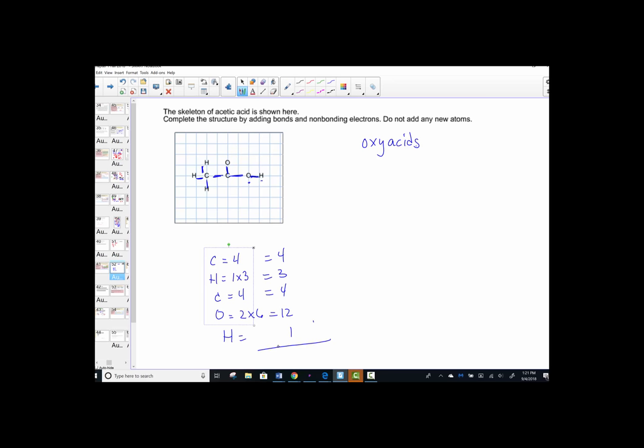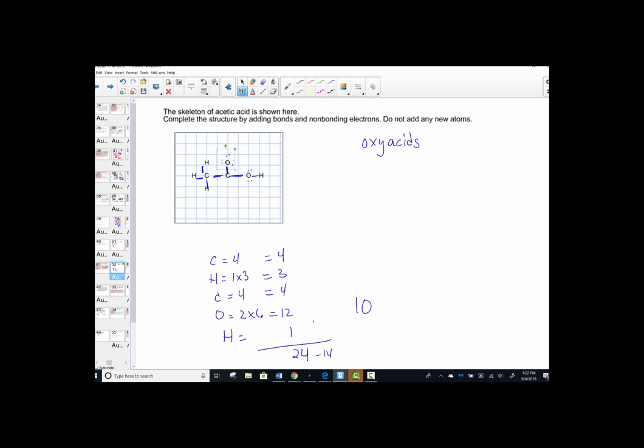So have I tallied the number of total electrons? 4, 6, 8, 12, 12 and 12 is 24 by the time we're done. By connecting all of these single lines in the grid paper, we've used 2, 4, 6, 8, 10, 12, 14. We have 10 more. Fill the octet of everyone who's not a central atom. 1, 2, 3, 4, 5, 6, 7, 8, 9, 10.